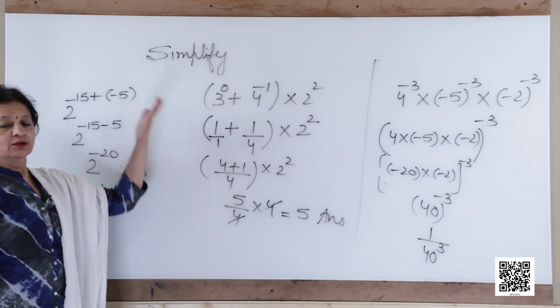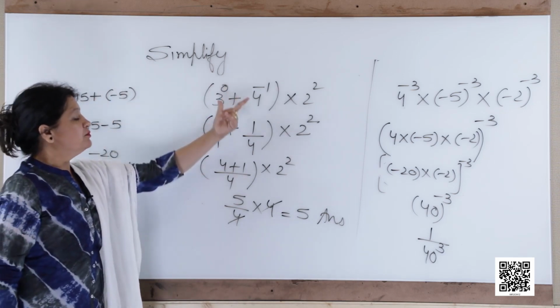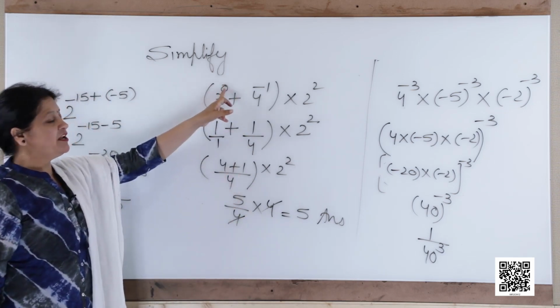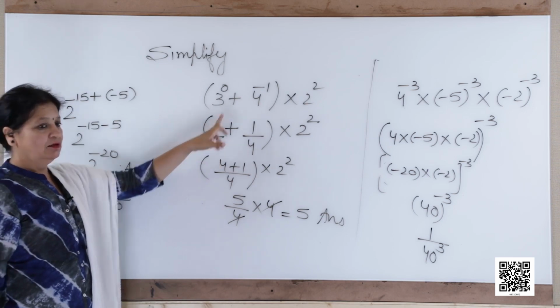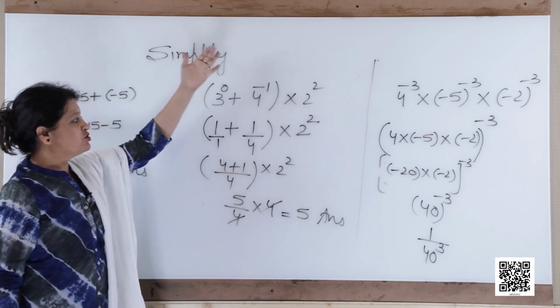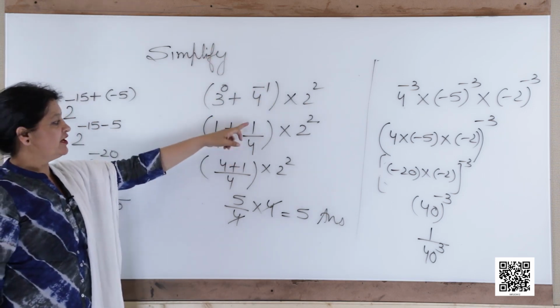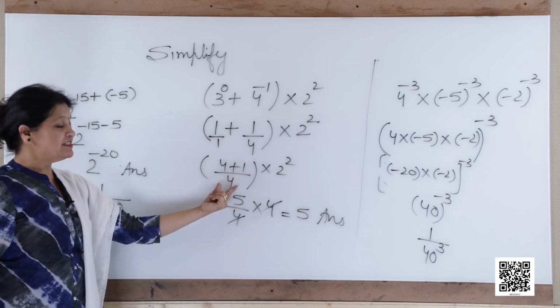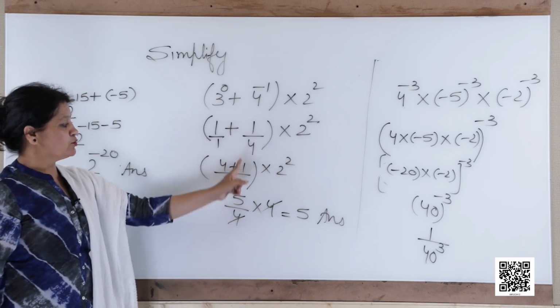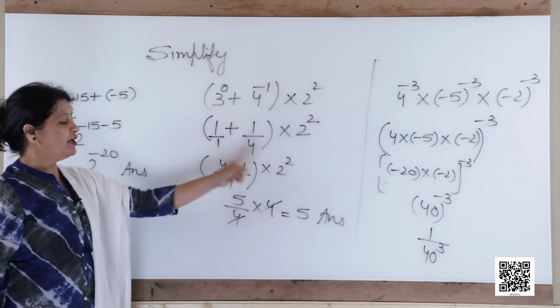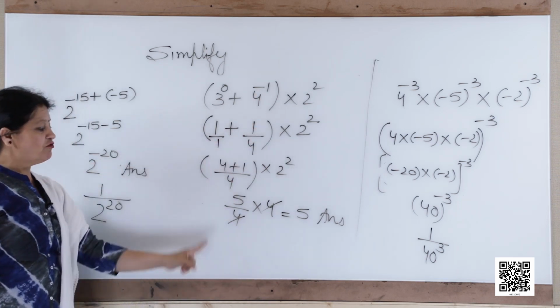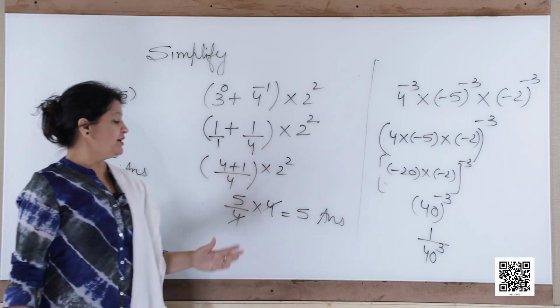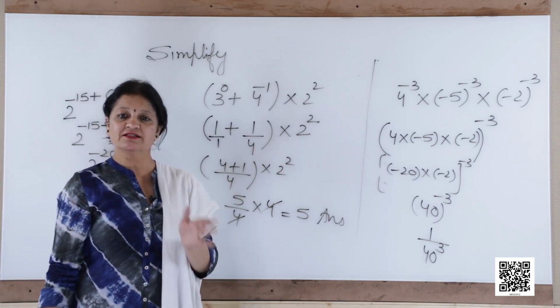So what we have done? Only we have simplified anything power 0, 1. Negative power was there, so we have converted into positive. It will become 1 by 4. Solve the bracket first. We have taken LCM. So 4 plus 1. 5 by 4 into 2 square, that is also 4. So 5 by 4 multiply by 4, our answer is 5.